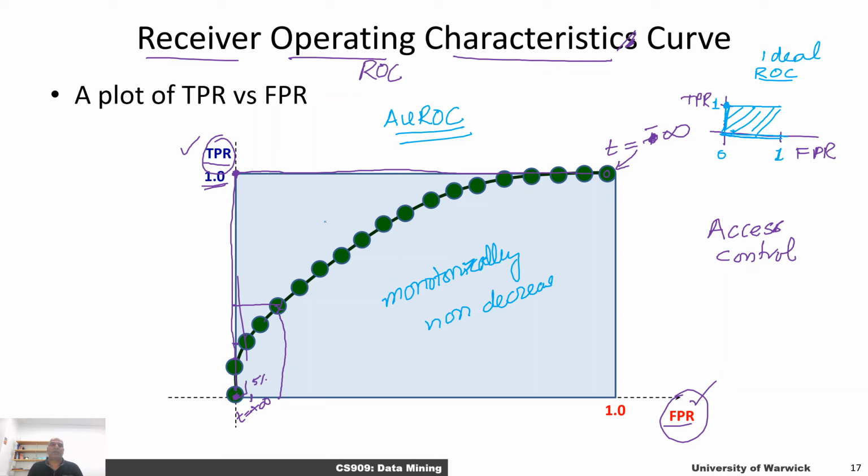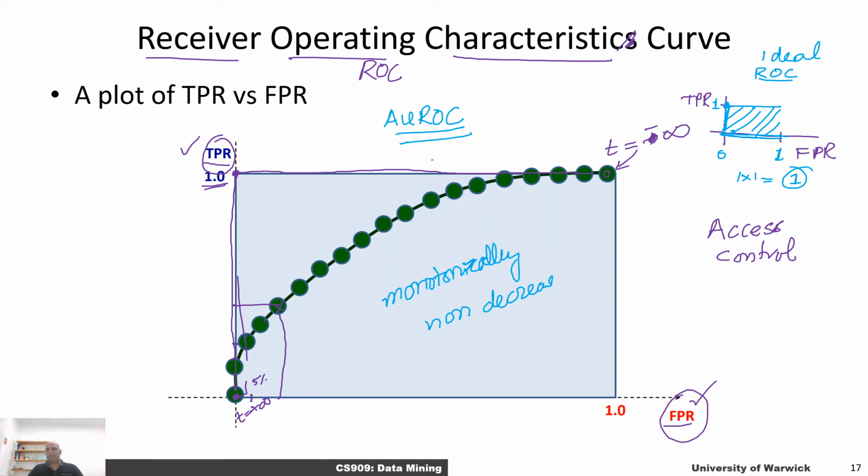And because the ROC curve is a monotonically non-decreasing curve, it should have an area under the curve equal to 1. So the AUC-ROC of an ideal curve is 1 multiplied by 1, which is equal to 1, right? And we can measure that. So this is the definition of the ROC curve.